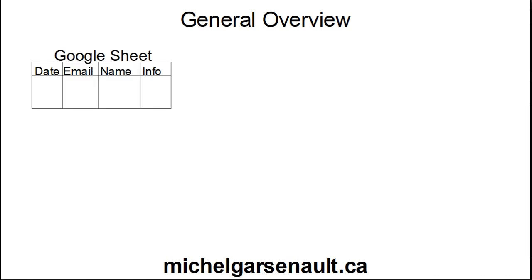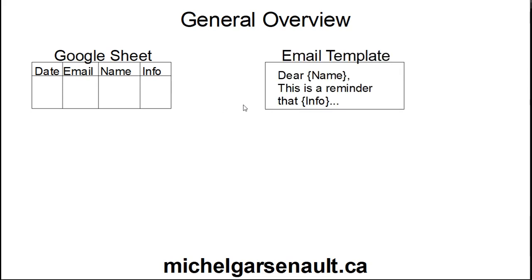So basically what we want to do is we need to set up three main things. The first is your Google Sheet, in which you'll have at the very least the date that you want the email sent, the email address of the recipient, their name, and other information that might be pertinent to the email. You're also going to have an email template, and the curly brackets are going to be placeholders for the information that's in the appropriate row of your spreadsheet. So in this case, it would say dear name, which would pull in the appropriate name. This is a reminder of that, and then the information.